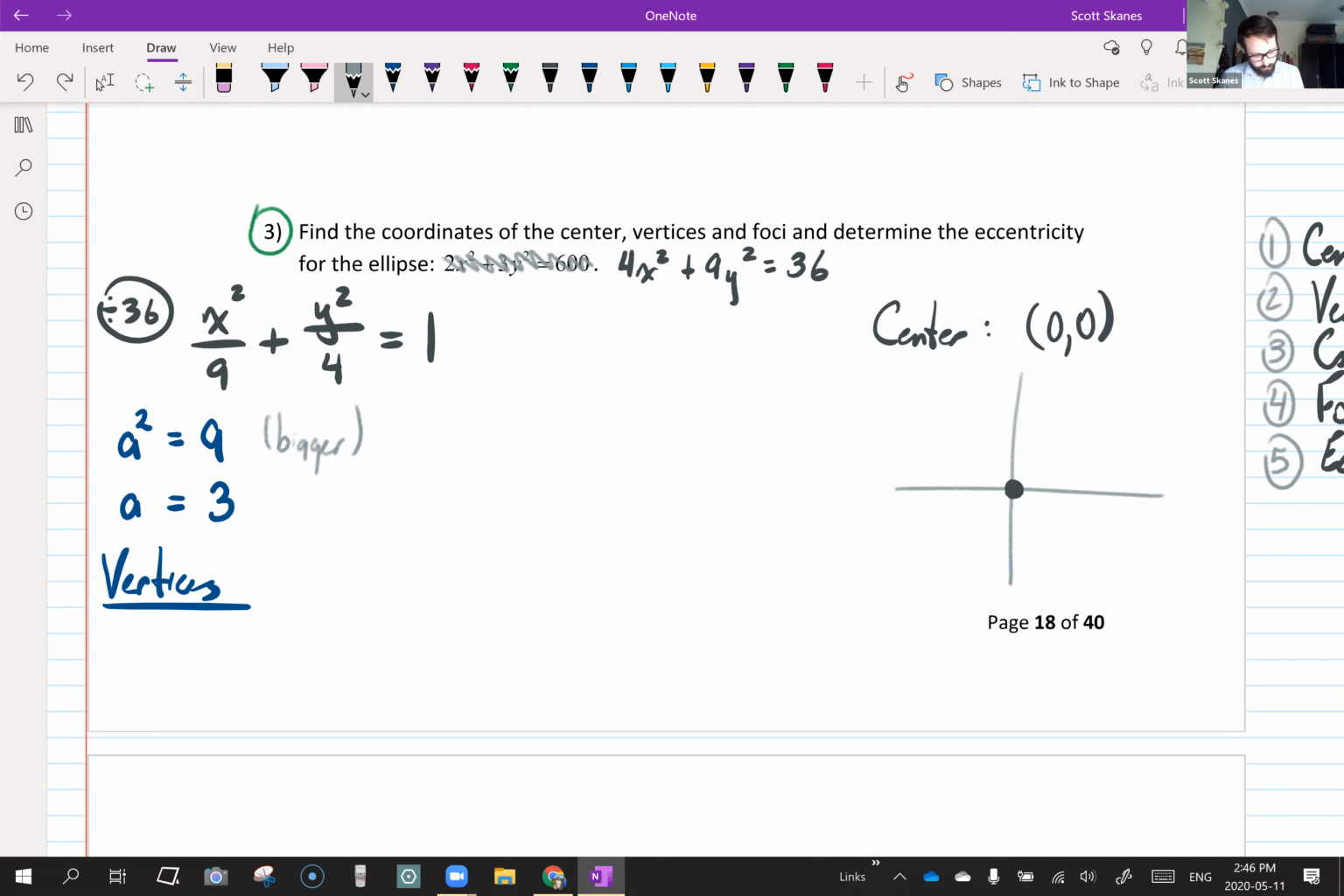So in this case, we know where the center is. It's right here in the middle. Go over by 3, 1, 2, 3. That's the major axis direction. It's related to X. And left by 3, 1, 2, 3. Major axis direction. Those are my vertices. Those are my endpoints of what this ellipse will be.